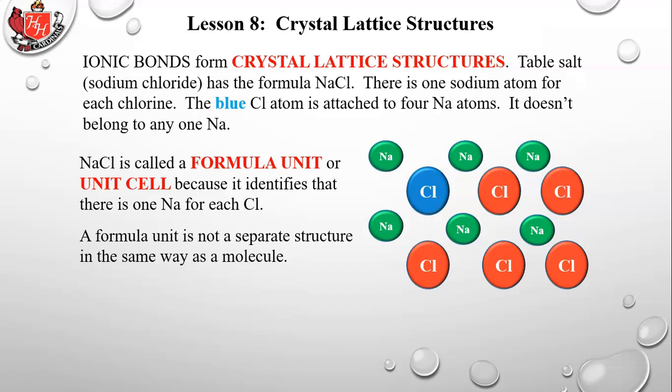A formula unit is not a separate structure in the way a molecule is. These are like bricks in a wall. You can't just pull one out. So there's the chlorine in blue, and you can see it's connected to all 4 of those sodium atoms around it.